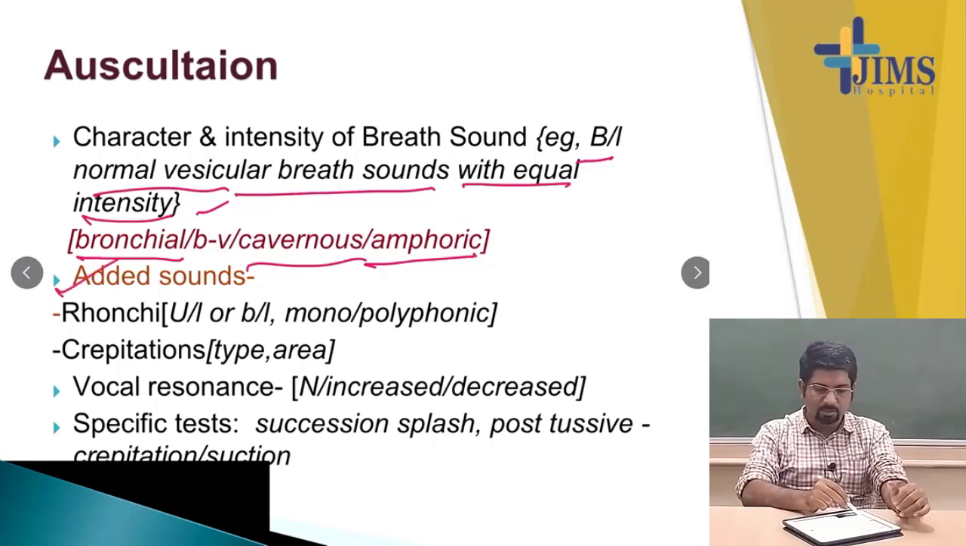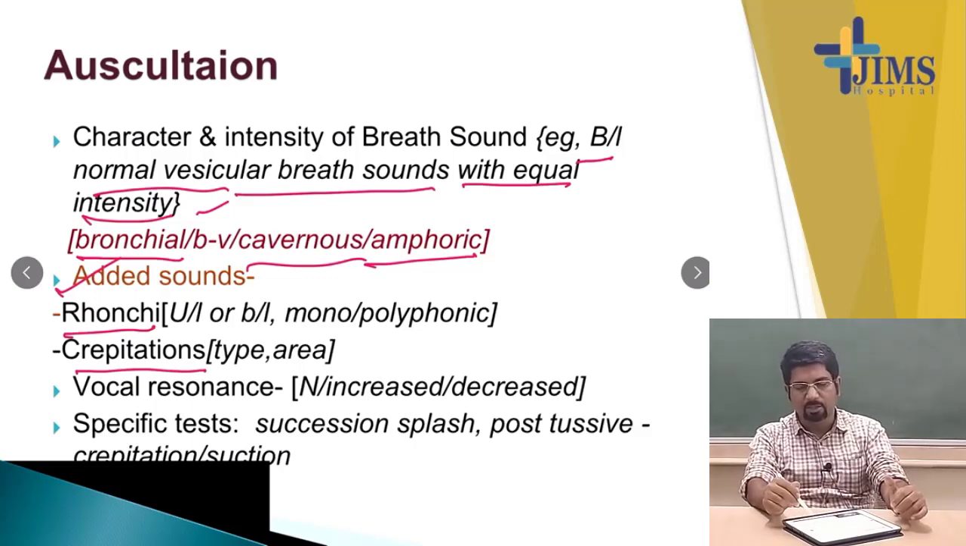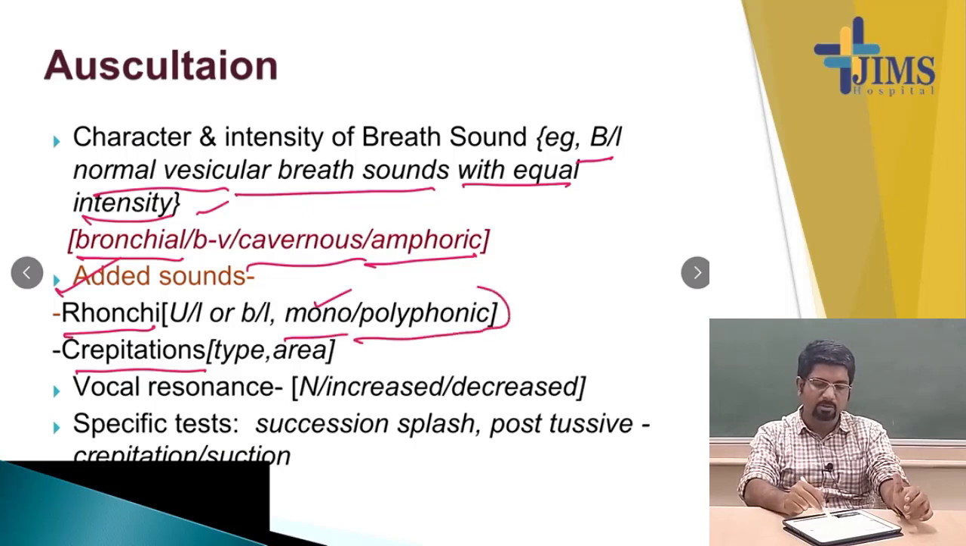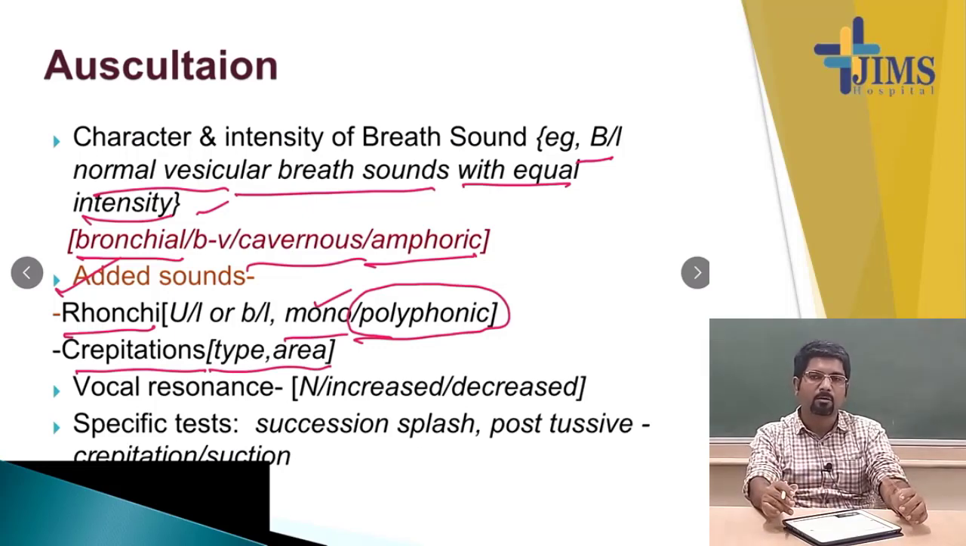And some added sounds: there is rhonchi and crepitation. Rhonchi is the musical sound produced by the airway. It may be monophonic or polyphonic, and polyphonic we usually observe in asthma. And crepitation is the rustling sound due to the opening of the small airways at the end of inspiration, and according to timing, it may be early, mid or late inspiratory crepitation.